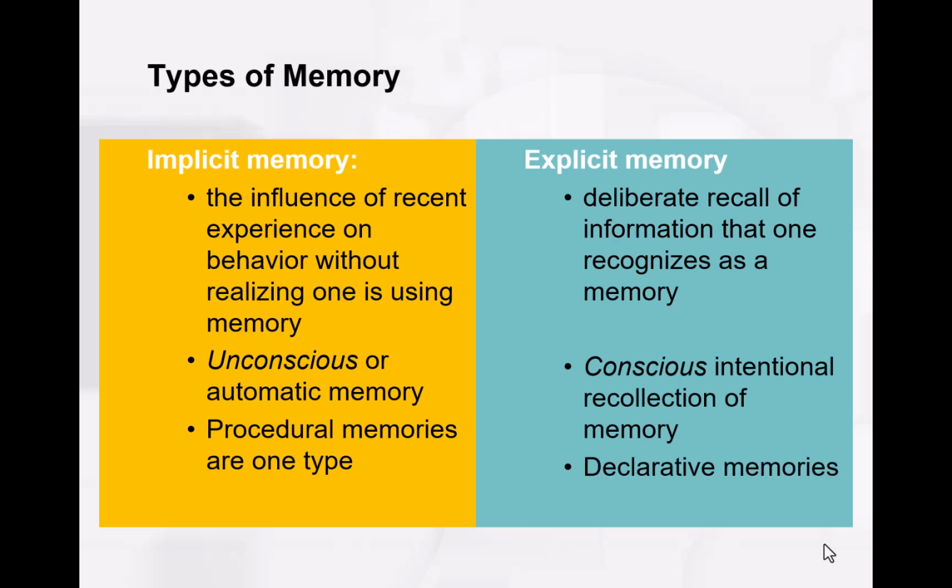And those are going to be declarative memories. And you'll see we're going to differentiate two different types of declarative memories, semantic memories and episodic memories. So we're going to continue this color coding when we talk about these different types of long-term memories that I did introduce to you on the last slide. So first we're going to talk about procedural memories.